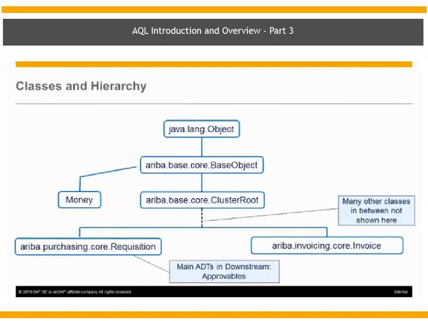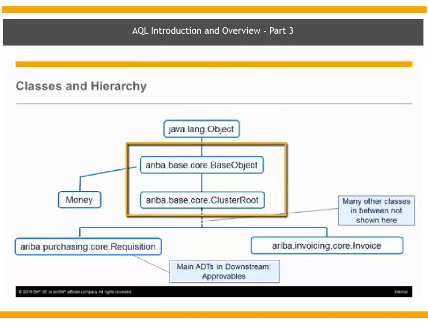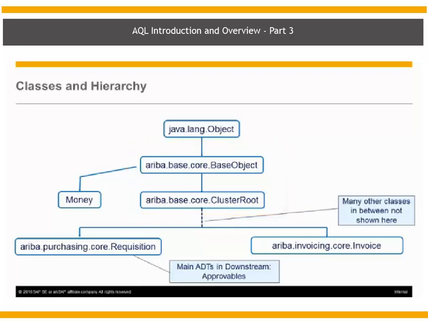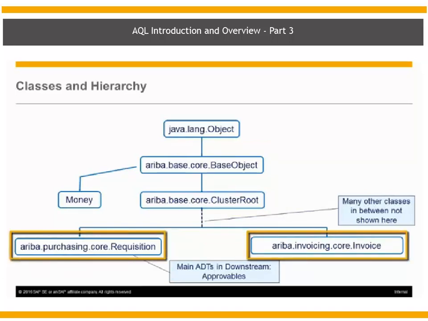In the Ariba database, the class hierarchy tree begins with the abstract classes of base object and cluster root. These abstract superclasses support all other abstract data types, also known as ADTs, which define the data type and encapsulate both attributes, data, and behavior, action, of the objects within the class. As we mentioned earlier, examples of ADTs are requisitions, invoices, RFXs, contract workspaces, etc.